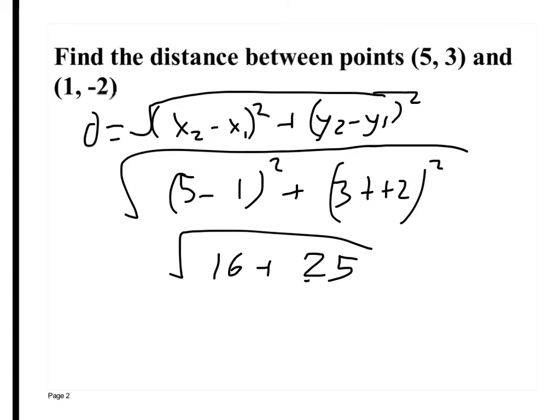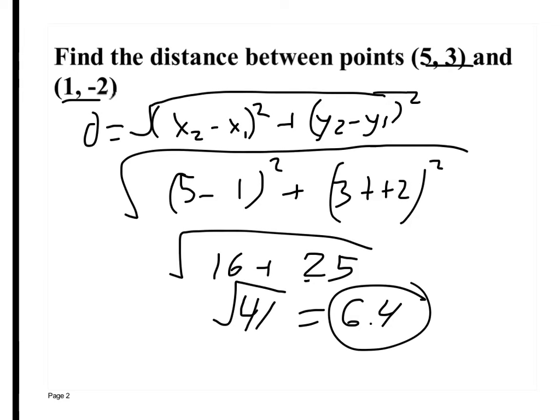So we take the square root of 16 plus 25. What's 16 plus 25? 41. We square root it. Okay, which we get about 6.4. So the distance between 5, 3 and 1, negative 2 is 6.4 units.